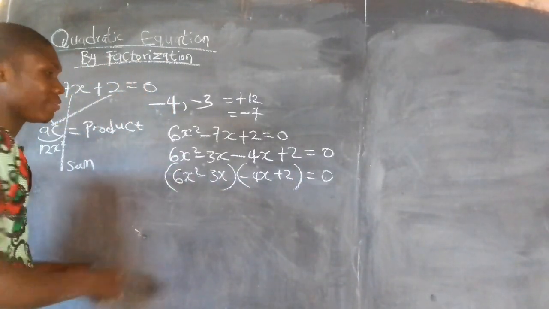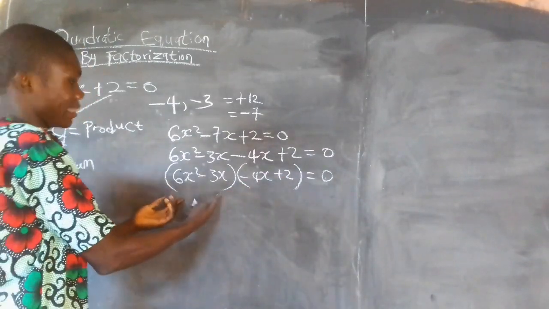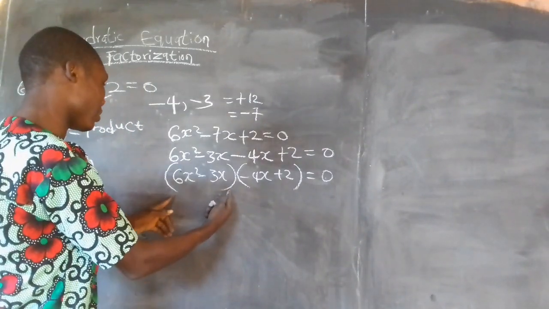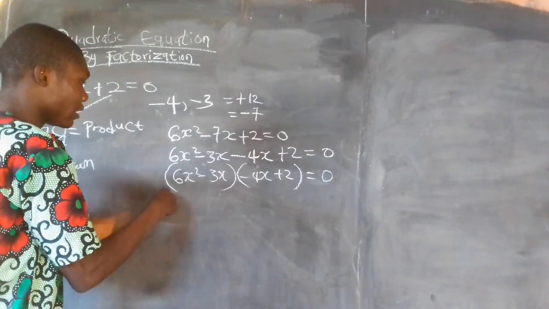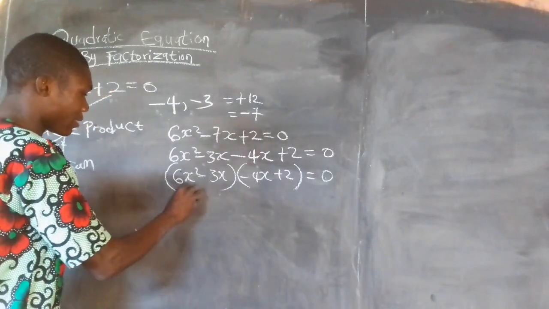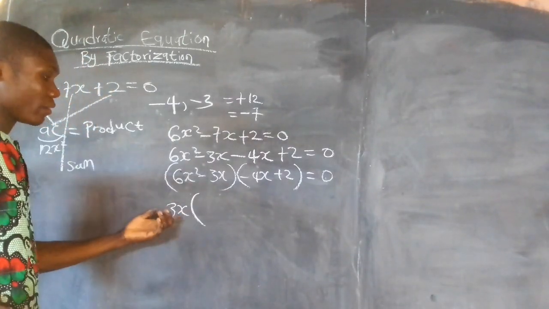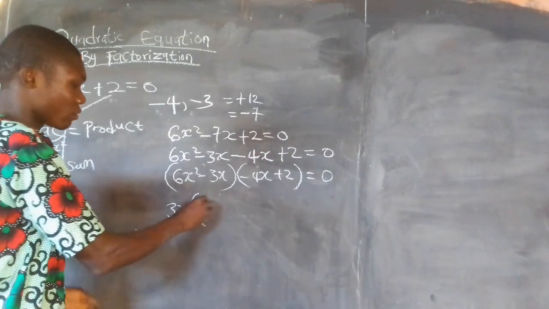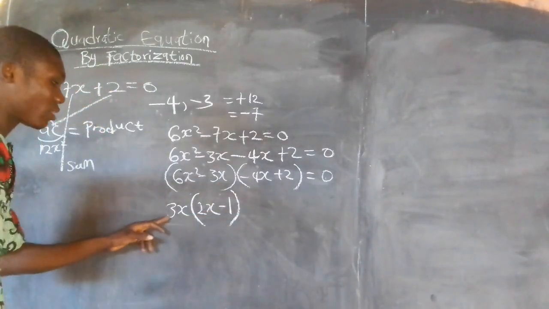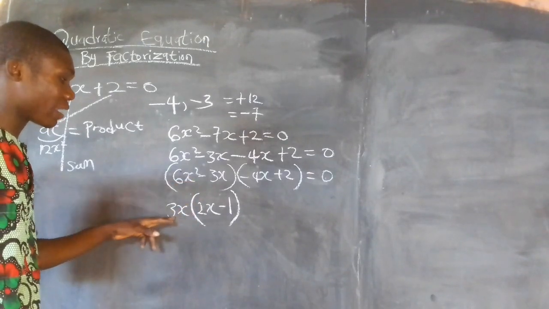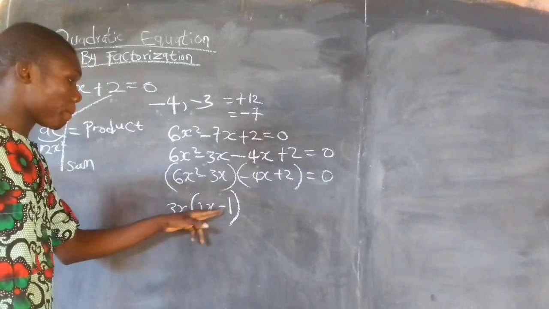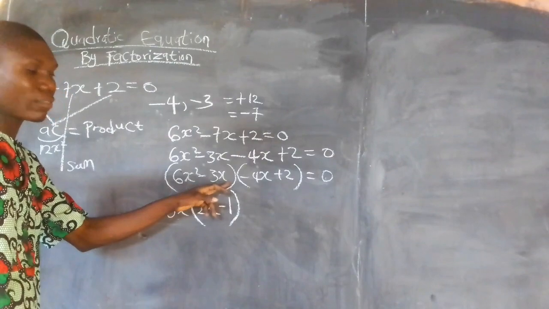The next step you take is that you open the brackets and look for the like terms in each bracket and then bring them out. In this bracket, we have 3x as the like term. In this you have 3x, in this you have 3x. So I bring out my 3x, and then what is remaining from here? 3 times what? That is 2x minus 1. So 3x times 2x will give us 6x squared, then 3x times minus 1 will give us minus 3x.